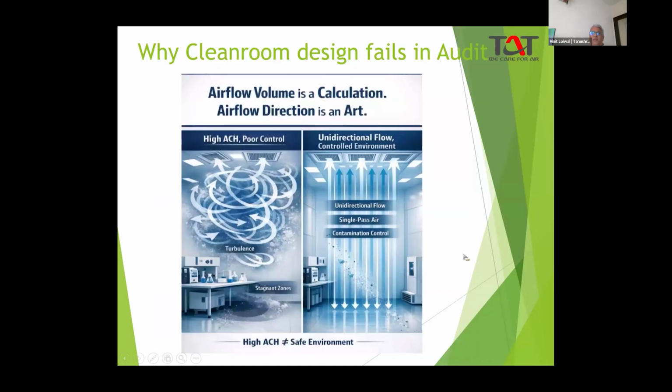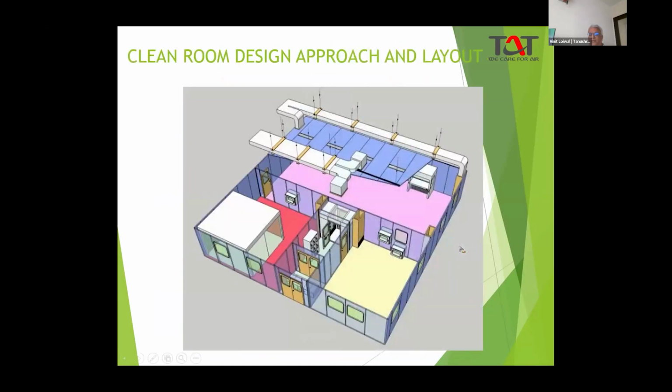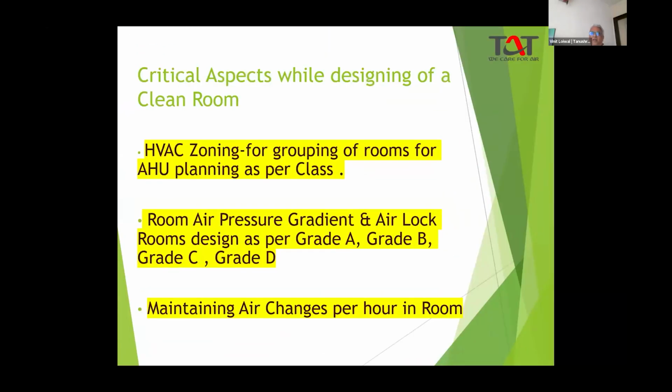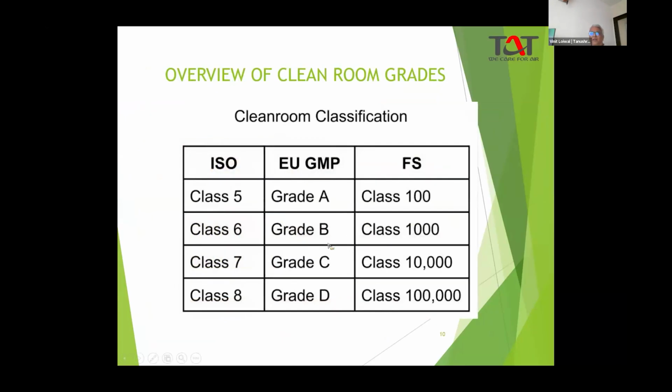Or the airflow calculation. The critical aspects while designing a clean room are HVAC zoning, room air pressure gradient and airlock, designed as per grade A, grade B, grade C, grade D, and maintaining the air changes per hour. If you maintain this, there's no chance of failure in a USFDA or any GMP audit. These are the different classes: grade A, B, C, D as per EU GMP norms. As per ISO, it was 5, 6, 7, 8. And as per federal standard, 100, 10,000, 1 lakh. This was the old standard.